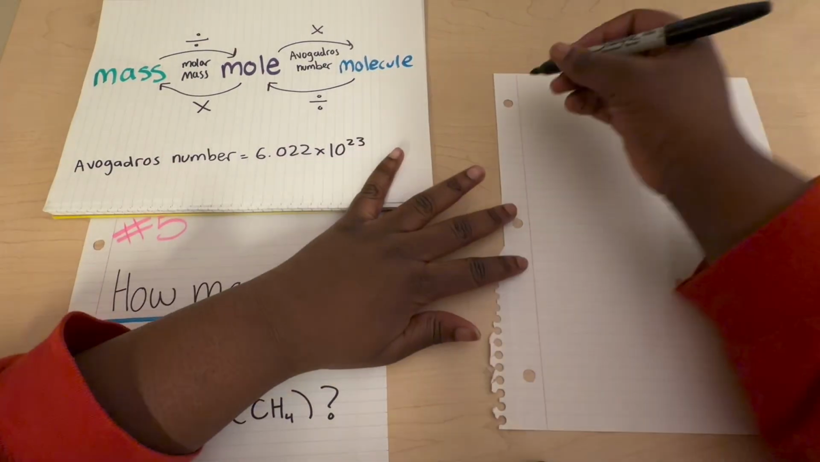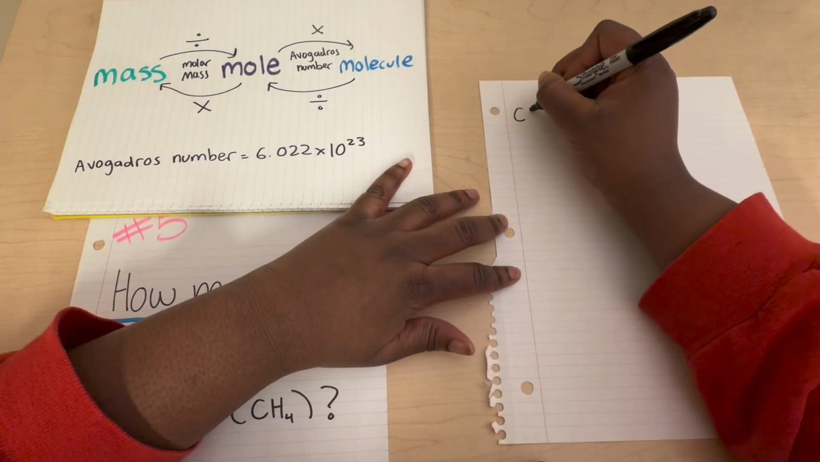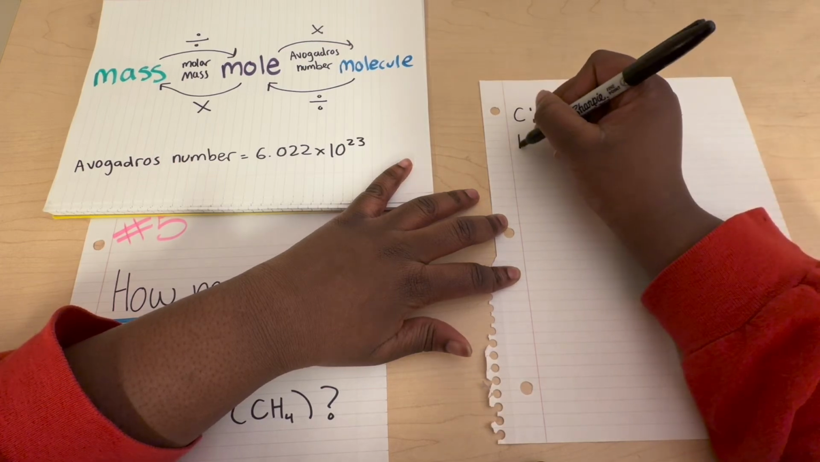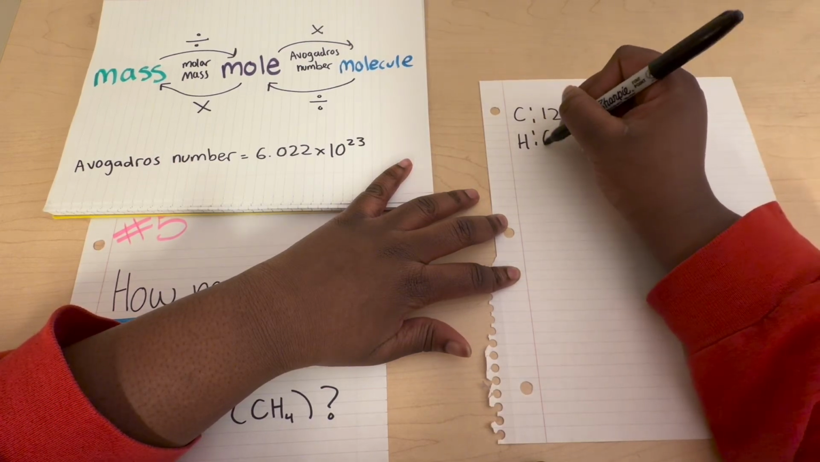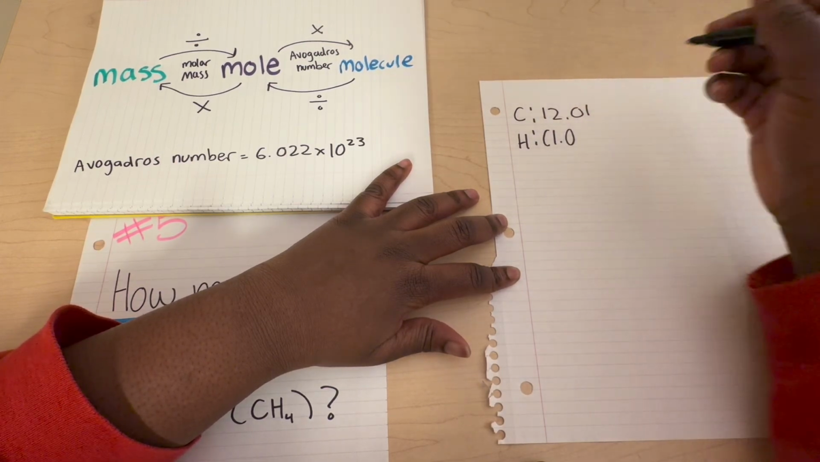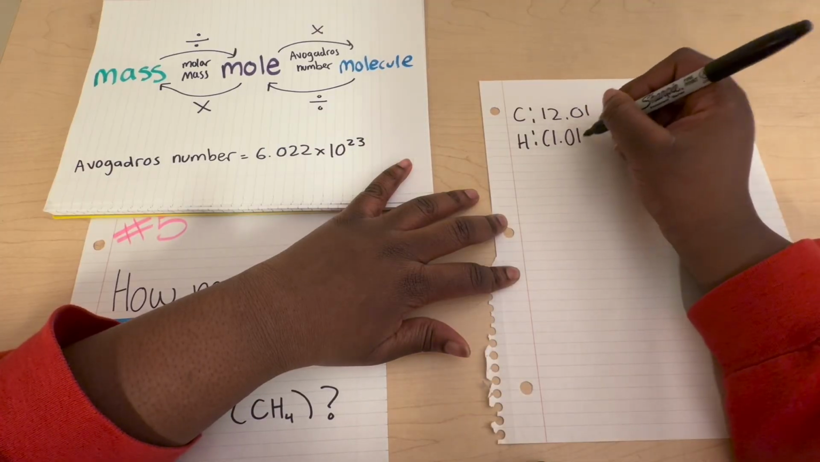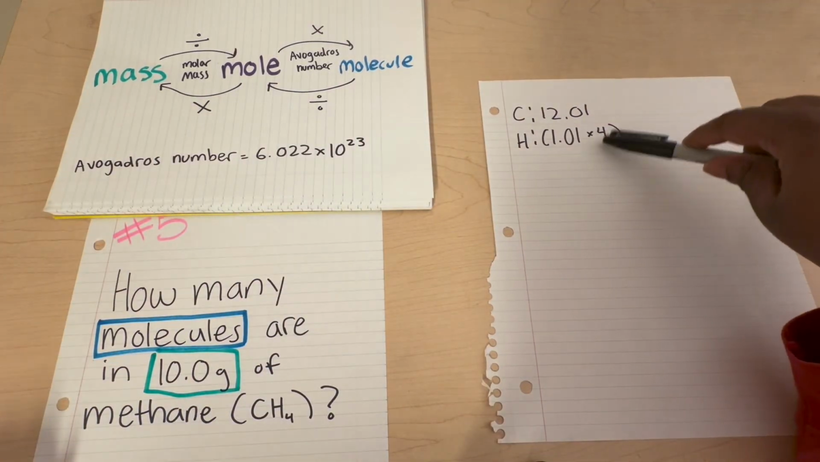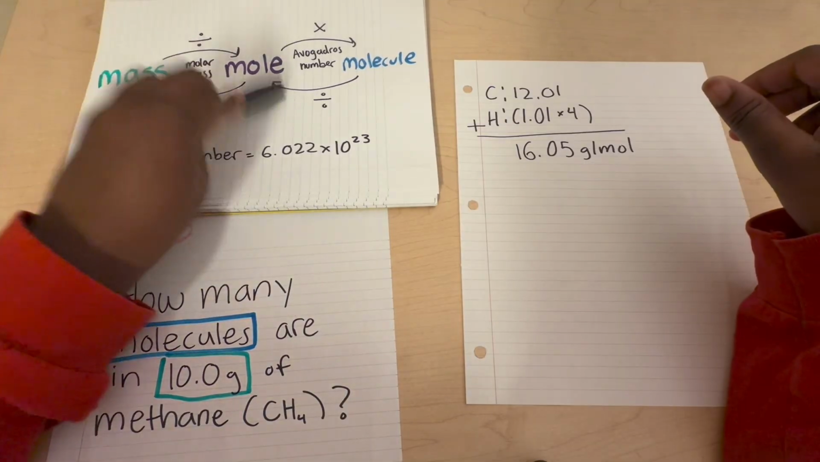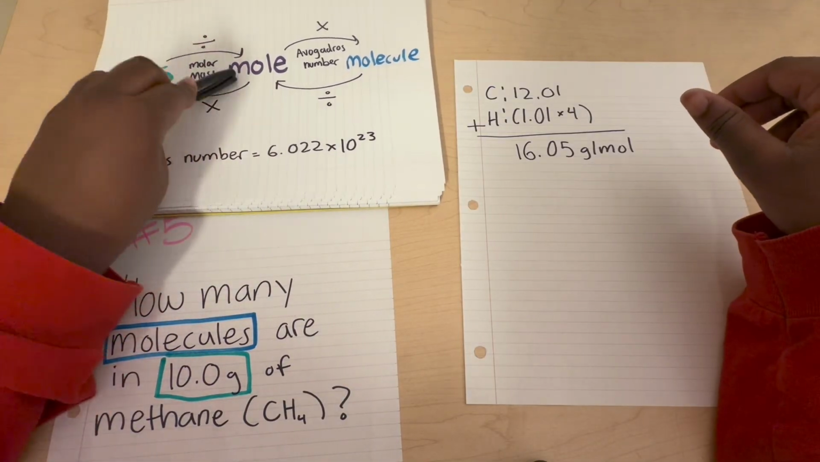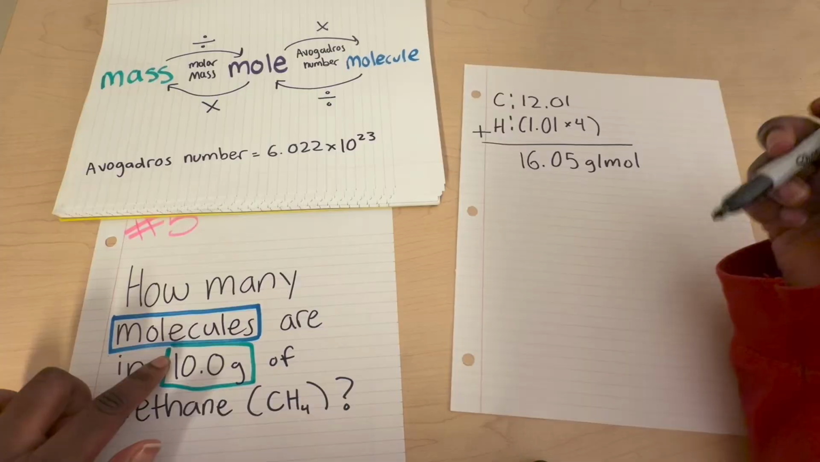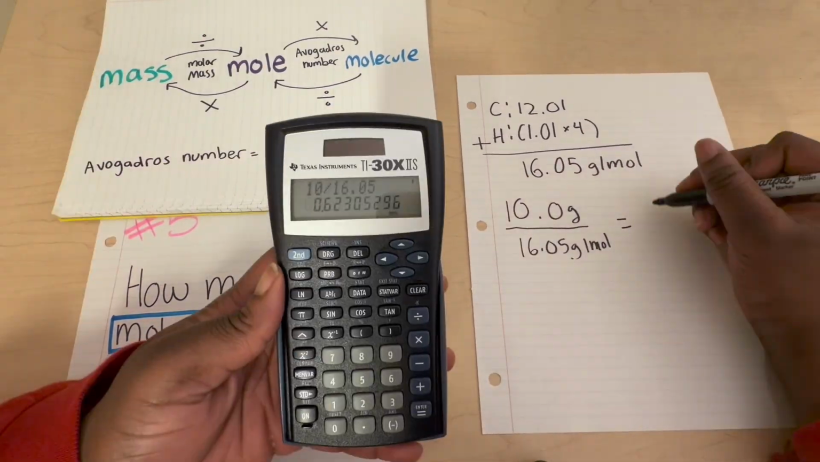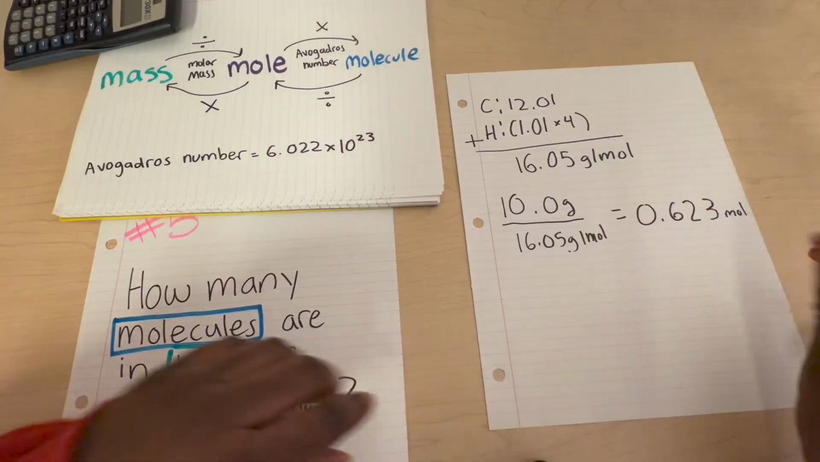So mass to moles, we need to divide by the molar mass. So let's find the molar mass of CH4. C is 12.01 atomic mass, and then H is 1.01 atomic mass, but we have 4 H's, so we multiply by 4. Now we have the molar mass. So we do our mass, 10 grams, divided by our molar mass, 16.05 grams per mole. So now we have our moles.